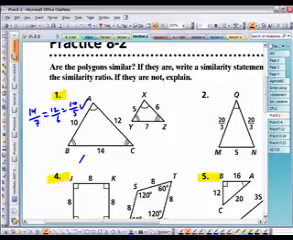So now I can write a similarity statement. I'll do triangle ABC similar to triangle. A goes with X, B goes with Y, and C with Z.